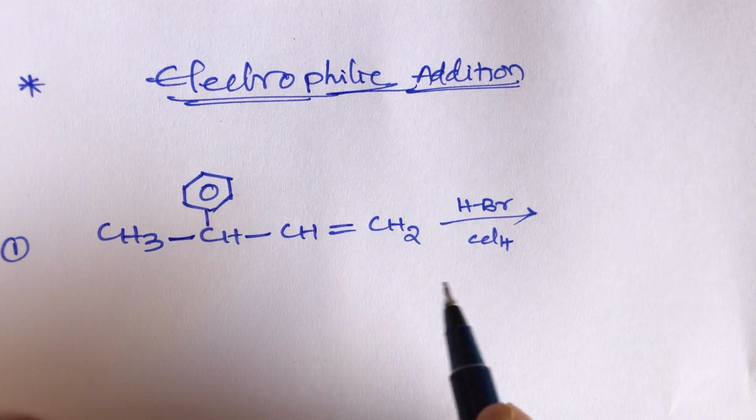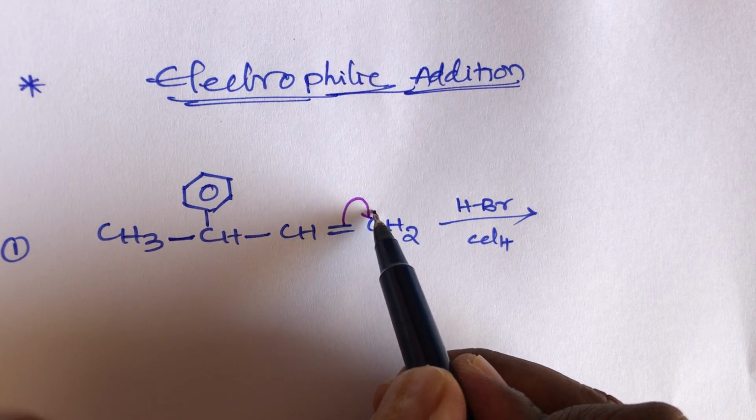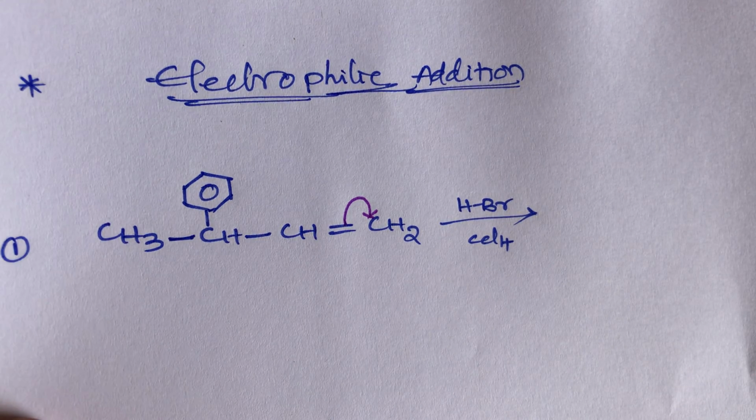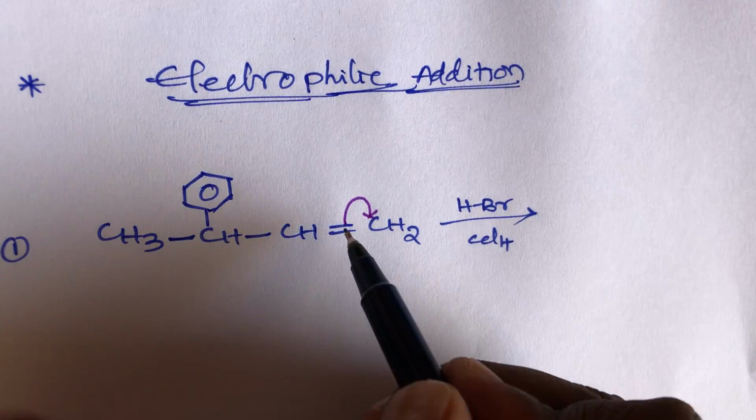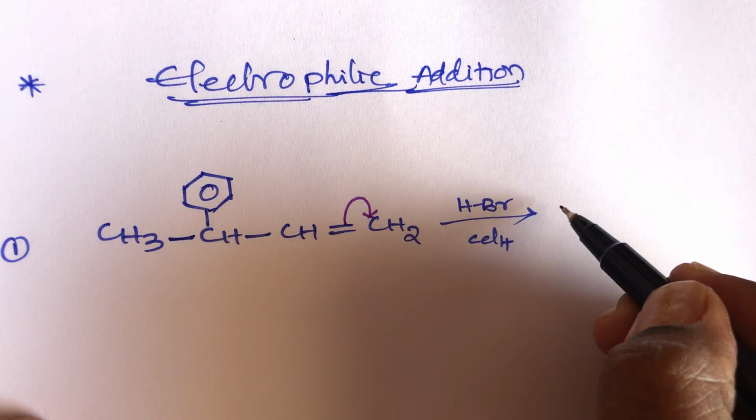This bond breaking means this bond shifts towards the right side only. Why? Because I already discussed it in other videos. The back side has all electron releasing groups, so that's why this bond shifts towards the right side only.